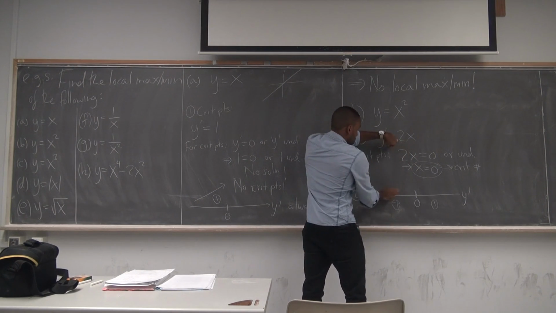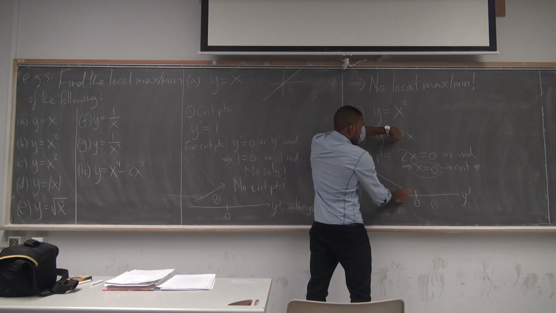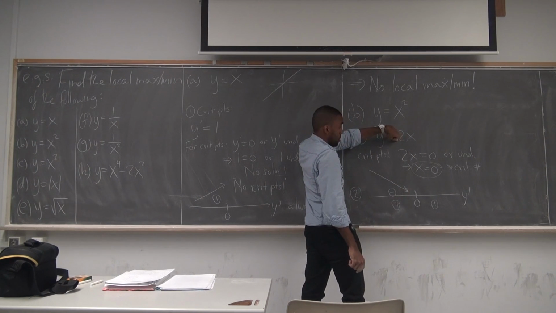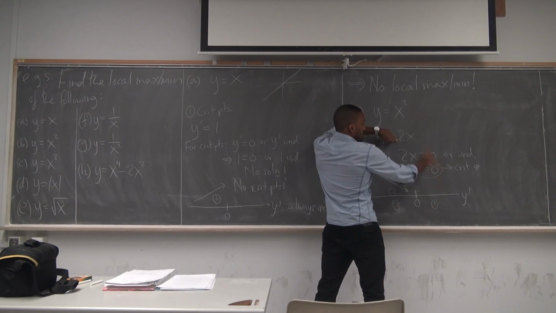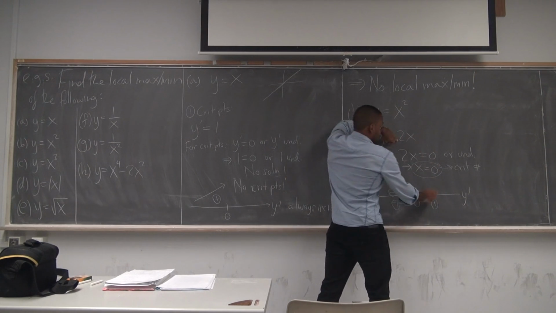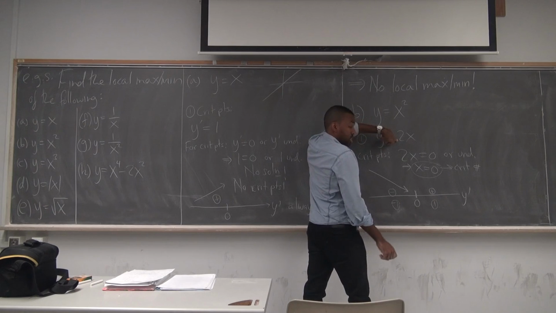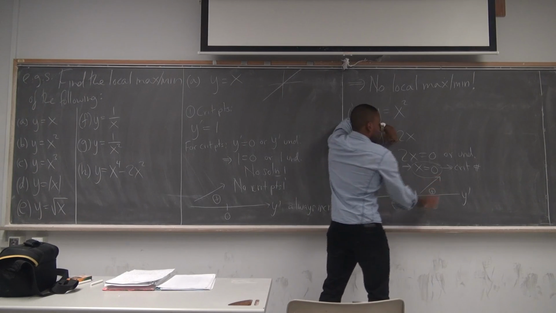It's a negative number, which means decreasing. My function is moving down. If I plug in a 1 into this, I get 2. I don't particularly care about the value 2, but I care that it's positive, which means increasing.